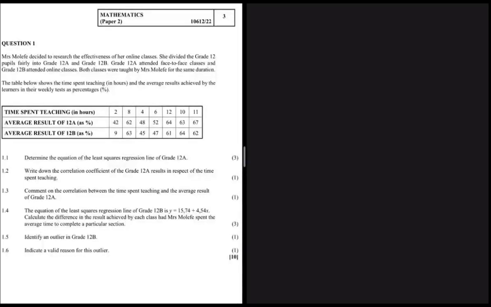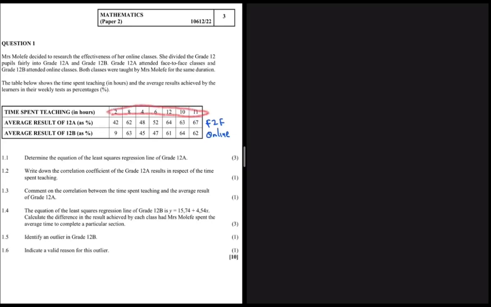So let me just brief you in on what's happening here. We have a teacher with two classes, 12A and 12B. In 12A, they're having phase 2 classes, and in 12B, they're having online classes. This table here gives us the time spent teaching the two classes.